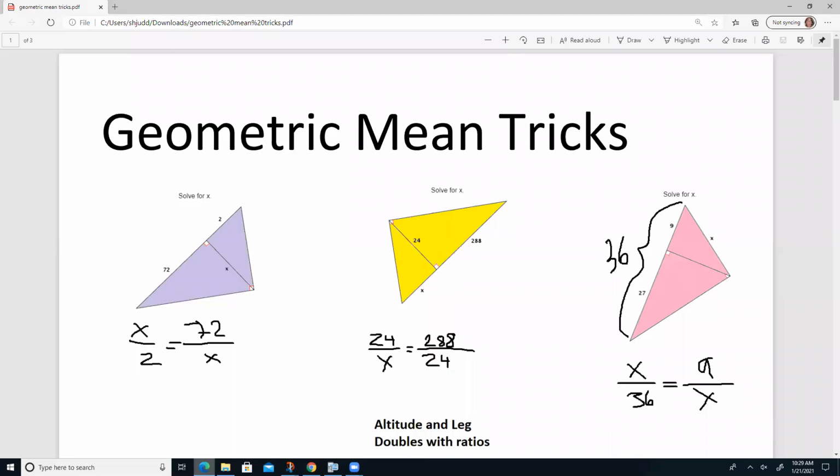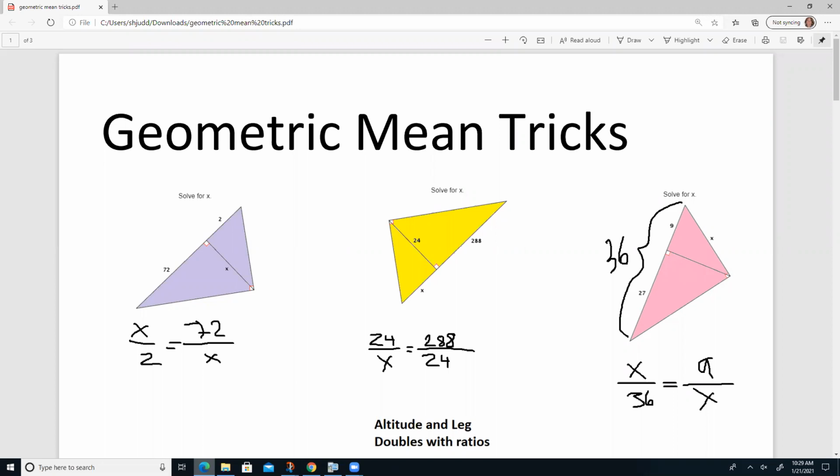Let's talk a little bit more about geometric mean, specifically how all of your geometric mean problems start to follow a pattern as you do more and more of them. You'll notice these three examples, the purple, yellow, and pink triangles. As you work through geometric mean problems, you'll find that all of them follow one of these three patterns.